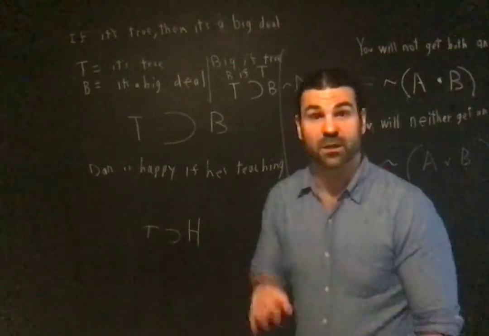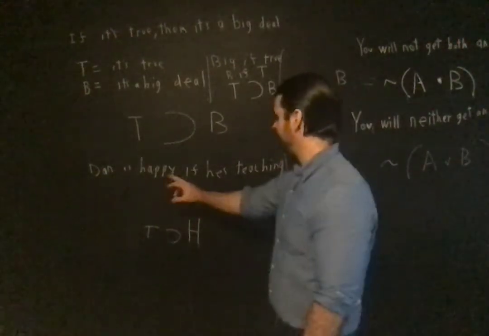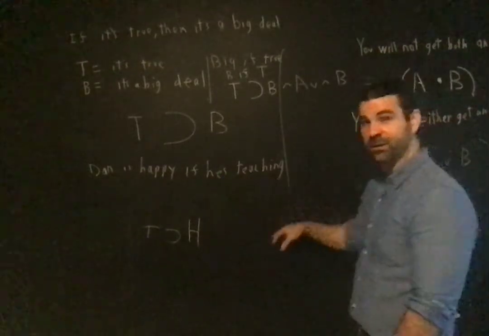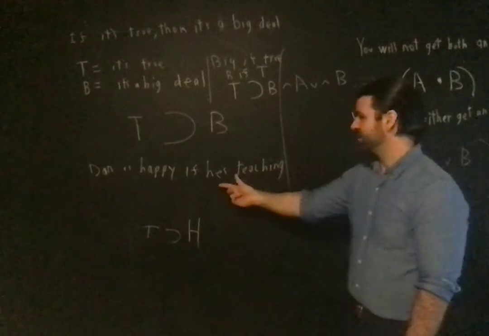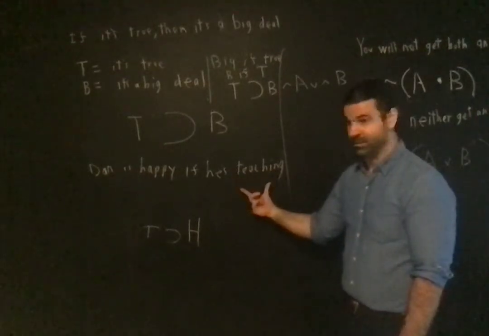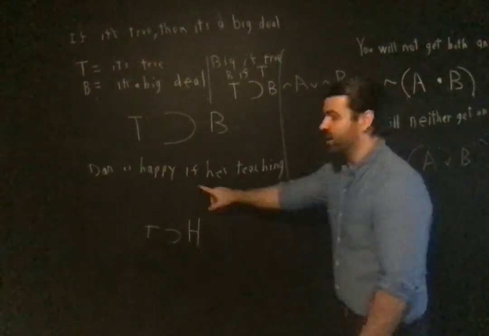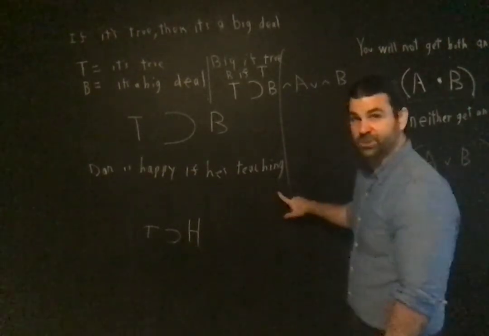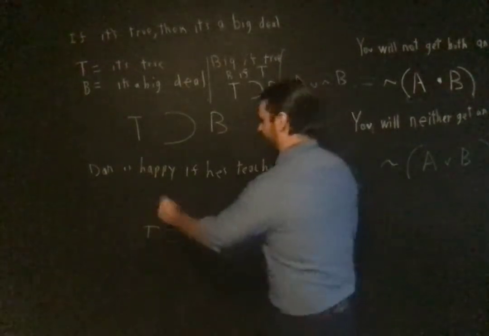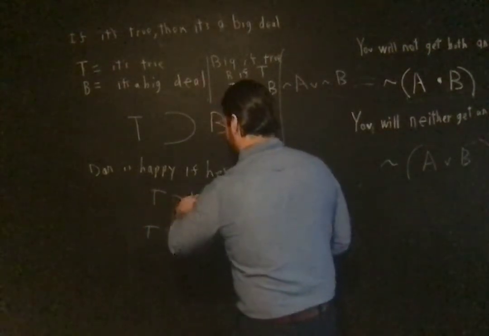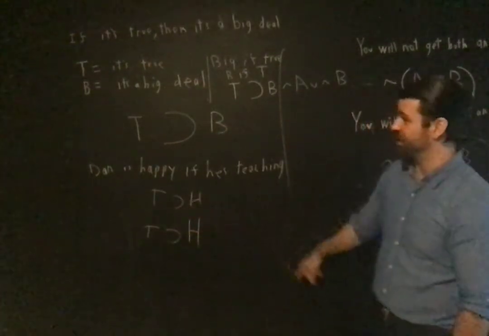But I could also say the same thing, with the same logical force, by saying, Dan is happy if he's teaching. I've said the sentence Dan is happy first, and then the sentence Dan is teaching. But nonetheless, the logical force is still this, because what follows the if is going to be the antecedent of the conditional, so it's the same as this: T, hook, F, Dan is teaching. If Dan is teaching, then Dan is happy.